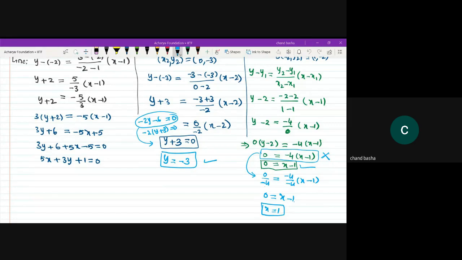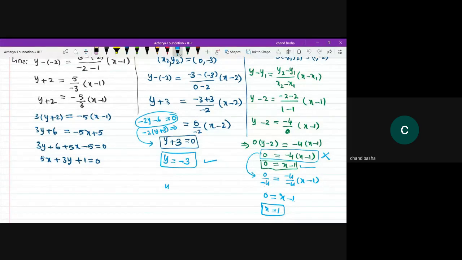Sir, y -2 is equal to infinity. Can we have any line? Y -2 is equal to undefined. Is it clear? The right side value must be 0 to call it an equation. Here there is a problem. Anything by 0, I cannot write infinity.